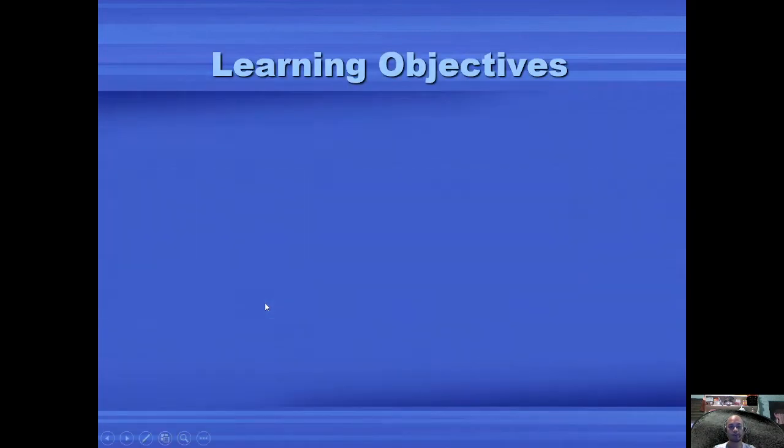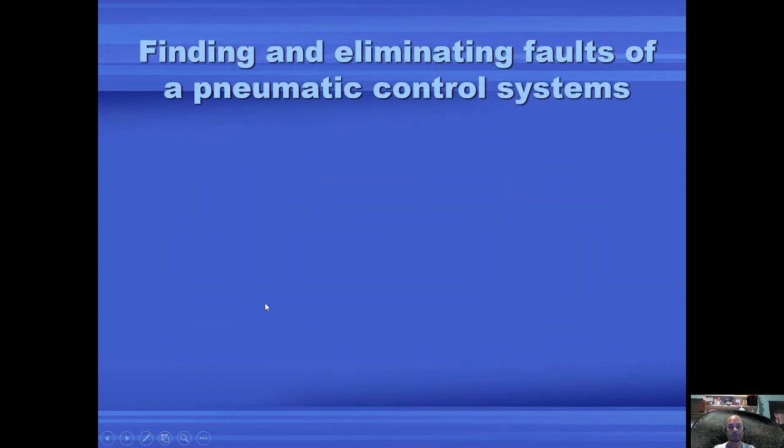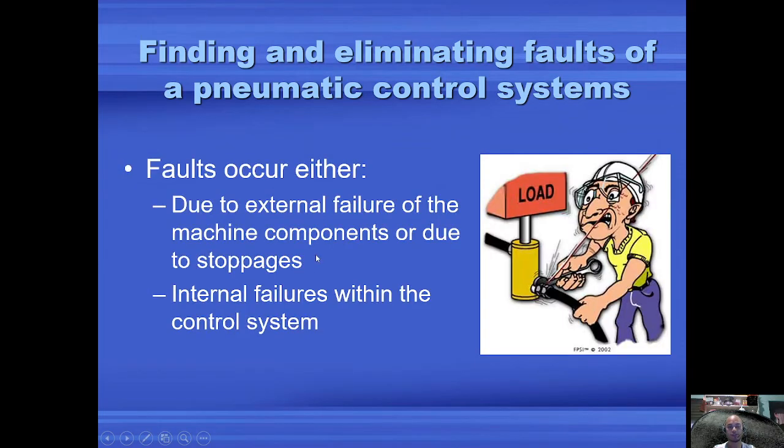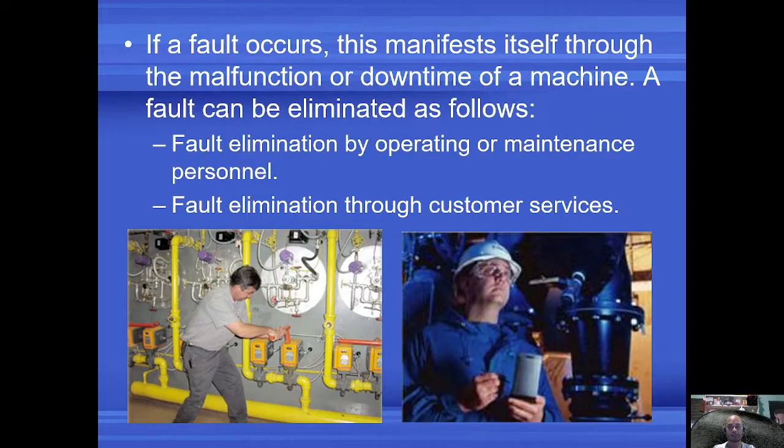Okay, good day. So we will be discussing maintenance, finding and eliminating faults of pneumatic control systems. Faults occur either due to external failure of the machine components, or due to stoppages and internal failures within the control system. If a fault occurs, this manifests itself through the malfunction or downtime of a machine.